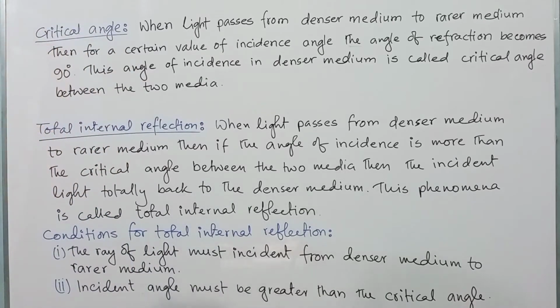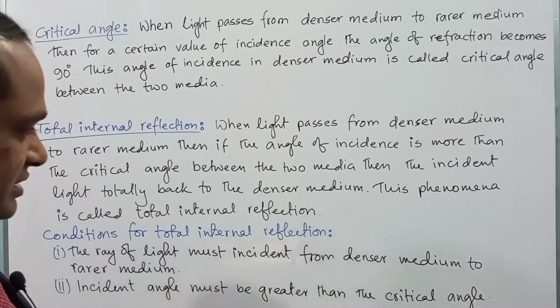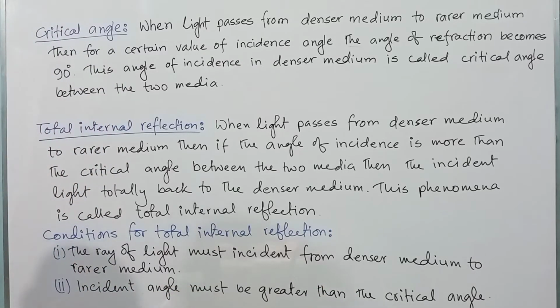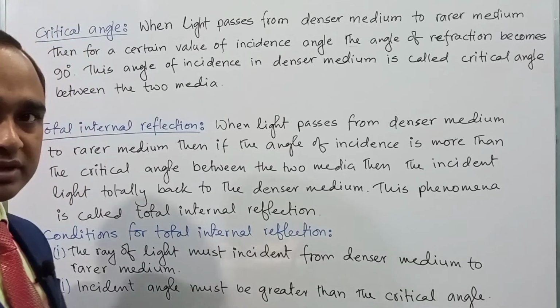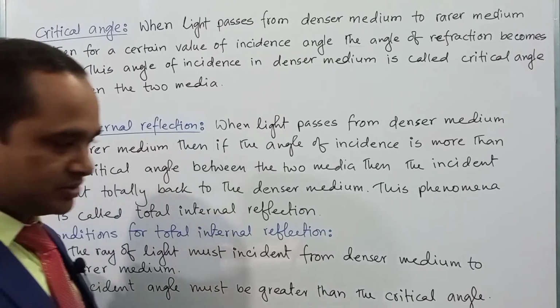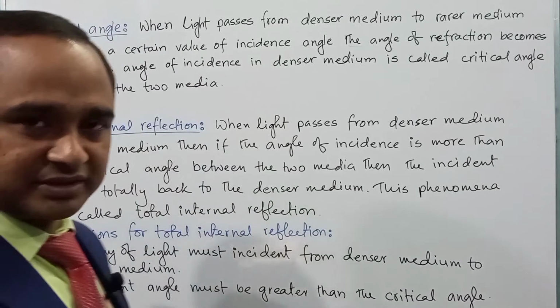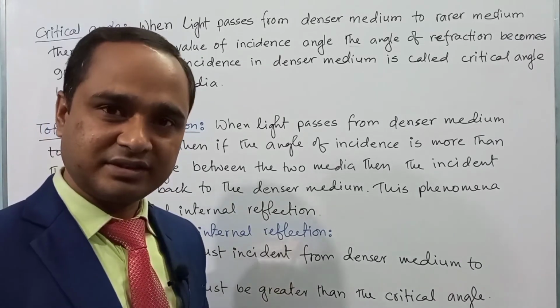These are two very important definitions. And now we'll see the conditions for total internal reflection. The first condition is the ray of light must be incident from the denser medium to the rarer medium, and the second condition is the incident angle must be greater than the critical angle between the two media, right? Dear student, I hope you got it. This is a very important part. Okay, so you need to memorize these two definitions.